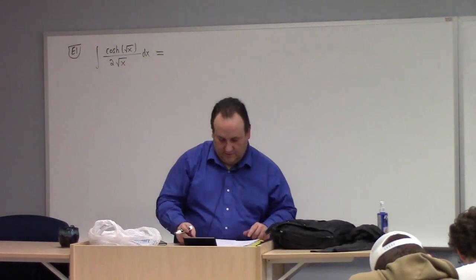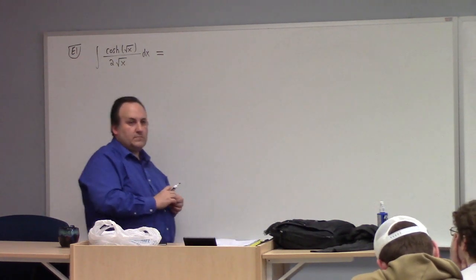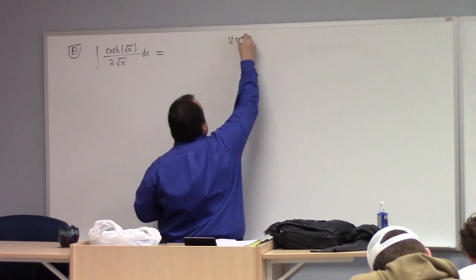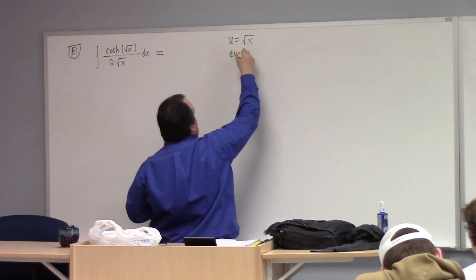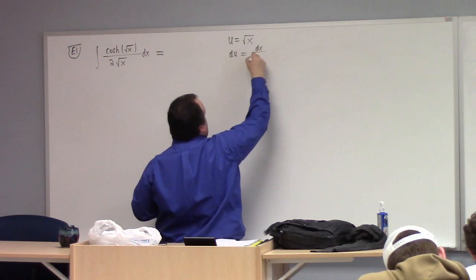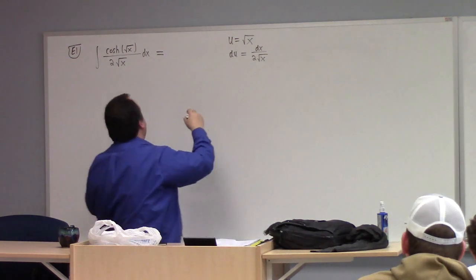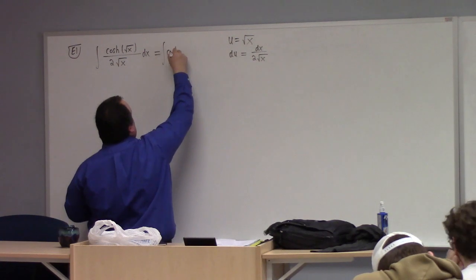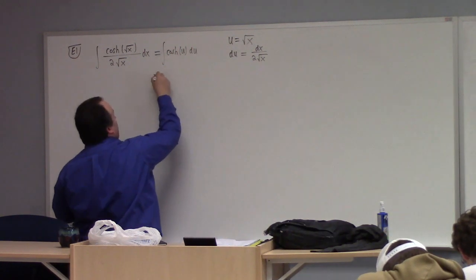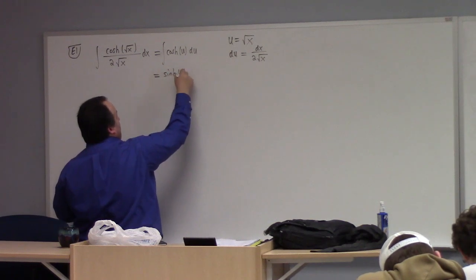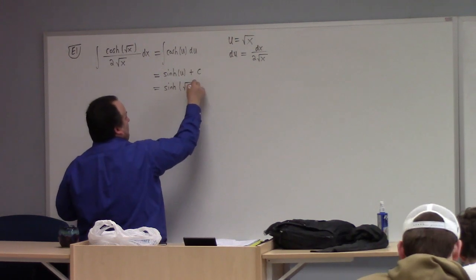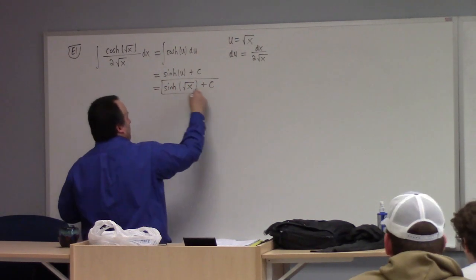What do you guys think we should do with this right here? U equals the square root of x. I like it. If we do that, then du is dx over 2 square root of x. Oh, hey, so this is straight up the integral of cosh of u du, which means we can integrate. We get sinh of u plus a constant, which is the hyperbolic sine of the square root of x plus a constant. There we go.